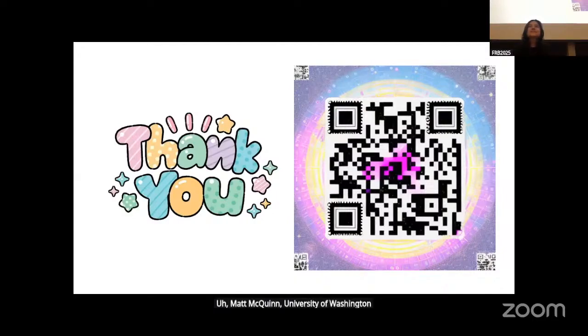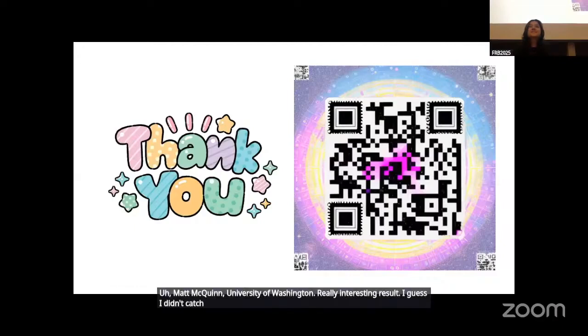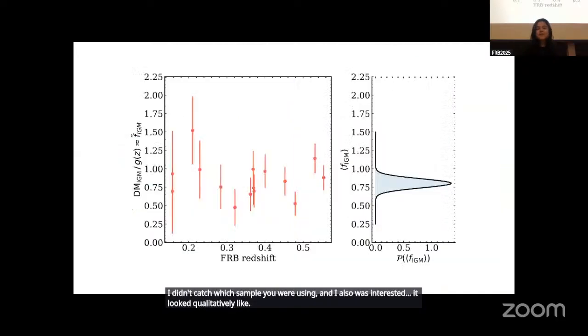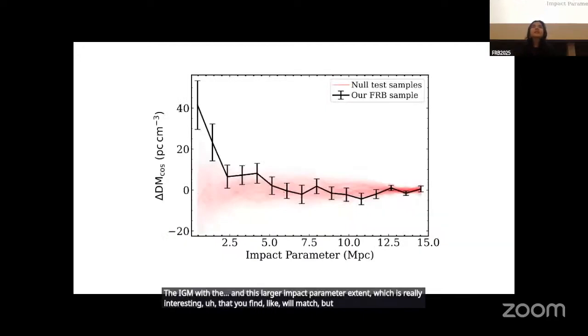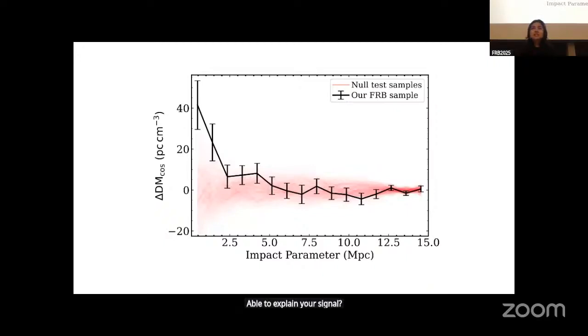A really interesting result. I guess I didn't catch which sample you were using, and I was also interested. It looked qualitatively like the IGM, with this larger impact parameter extent, which is really interesting, will match. But I wasn't sure if quantitatively it was able to explain your signal. Quantitatively, as in, if you plot the curves on top of your measurement? The simulation curve on top of the sample? Yeah. Oh, yeah. We can. I don't think we quite did that.